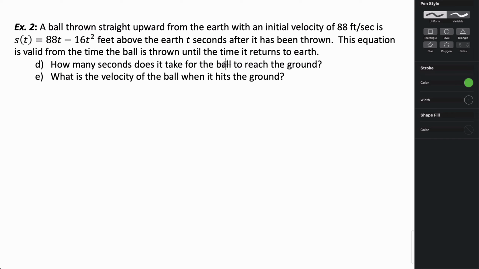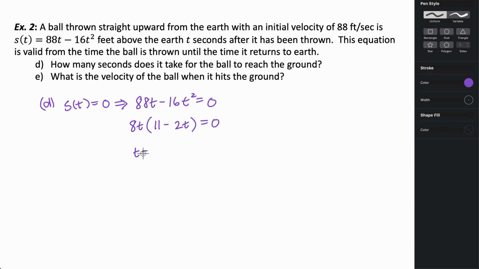So this is actually, again, using the position function. So in part D, when the ball is at the ground, when the ball is back on the ground, that means that S of t is going to be 0. So we want to figure out when the position is 0. So that tells me that 88t minus 16t squared is going to equal 0. So we'll probably factor this. So I can factor out an 8t, and I'm left with 11 minus 2t equaling 0.